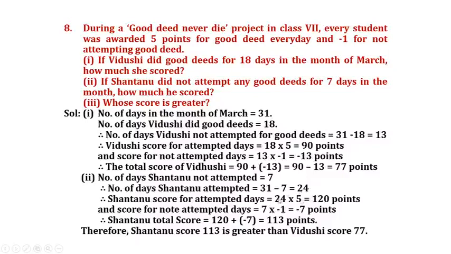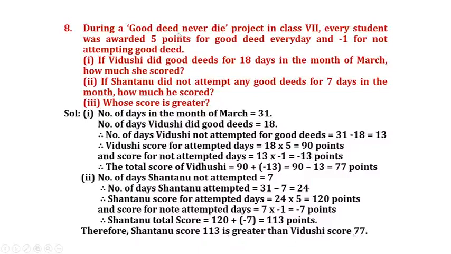So for attempted days, he will get more marks. Because it is 5, Shantanu's score for attempted days is equal to 24 into 5, which is 120 points, and the score for not attempted days is equal to 7 into minus 1, which is minus 7 points. So now by adding these two, we will get the total score Shantanu got. So it is 120 plus of minus 7, which is 113 points. By observing these two, 113 is greater than 77. So Shantanu's score 113 is greater than Vidushi's score 77.